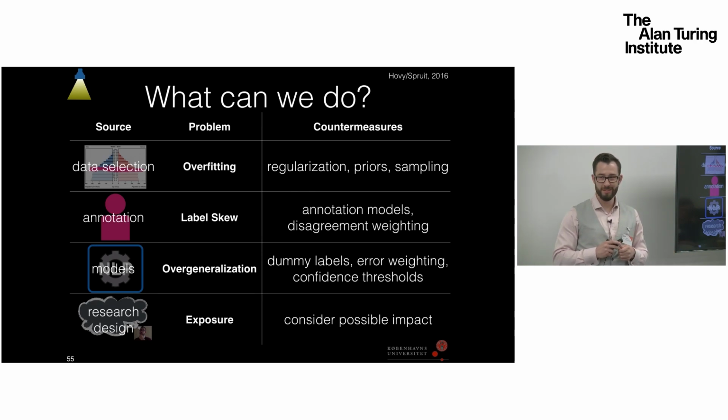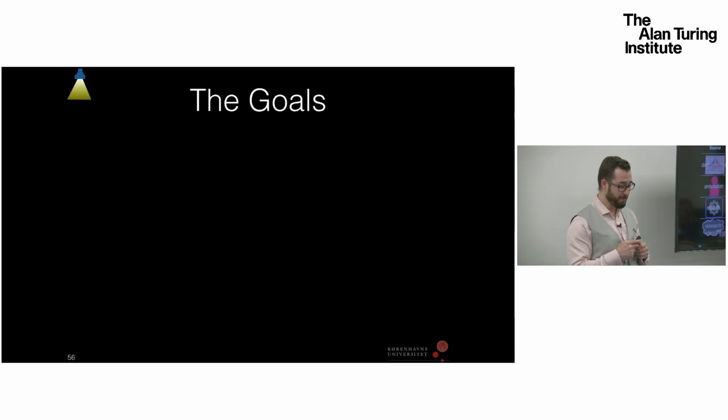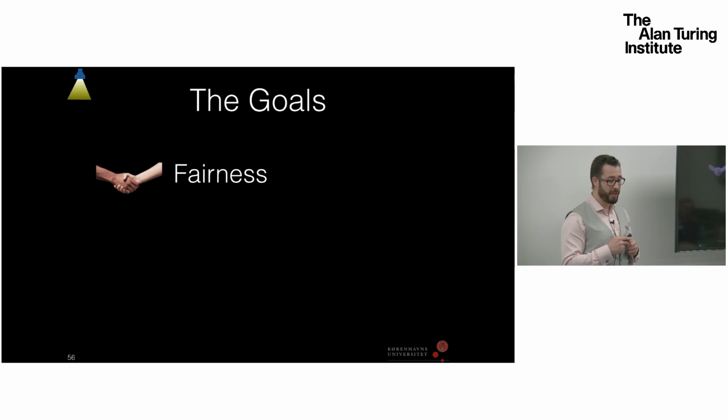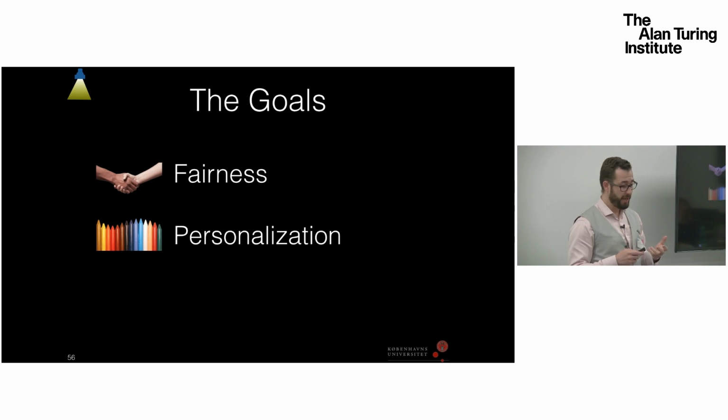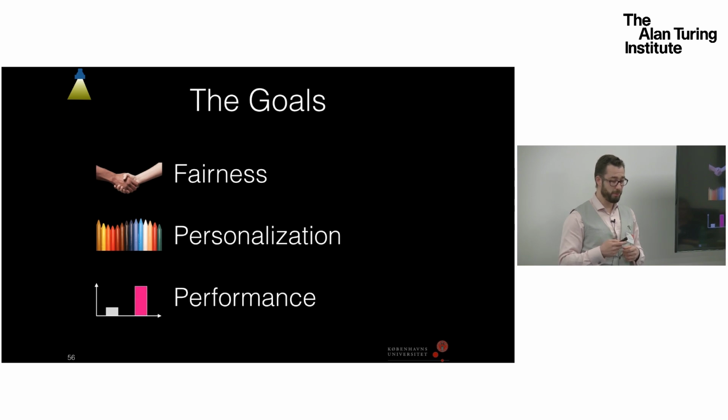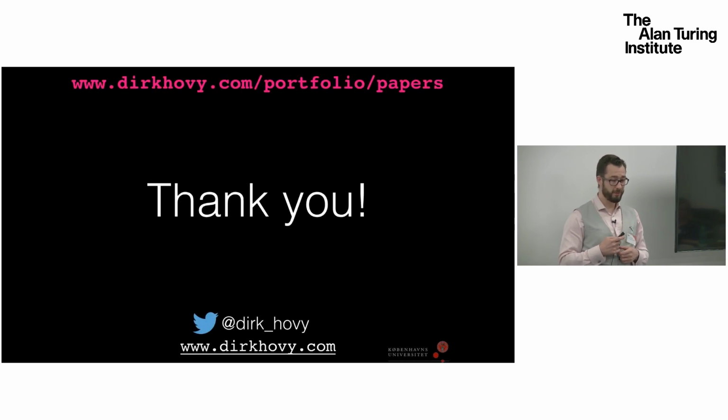So please, by all means, go forward and talk more about bias in NLP. And if we do that, I think we can achieve three things. One, we can have a fairer NLP for everybody. We can open up new possibilities to personalize NLP tools to people with different language specifications. And we can improve the performance across the board so that everybody actually benefits from NLP, not just a chosen few. And that's it. Thank you very much.